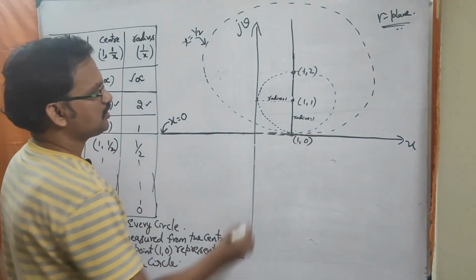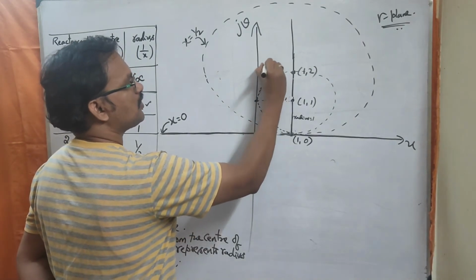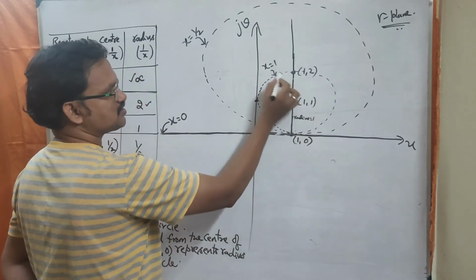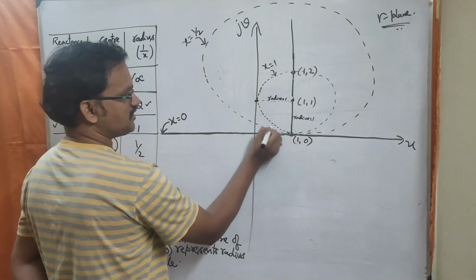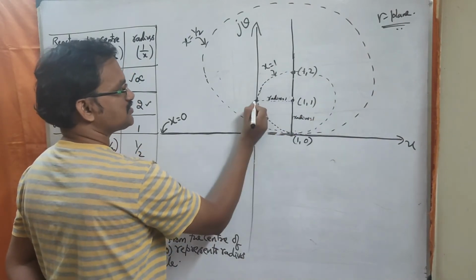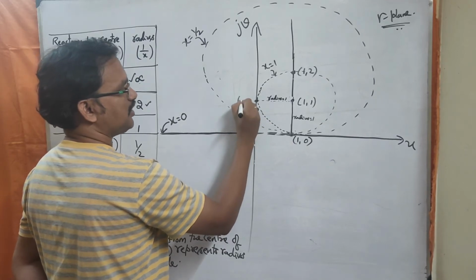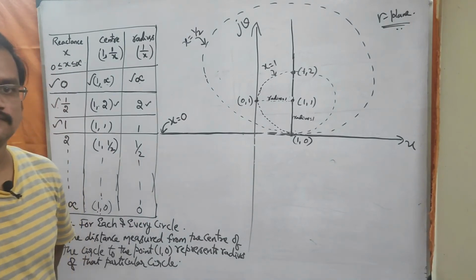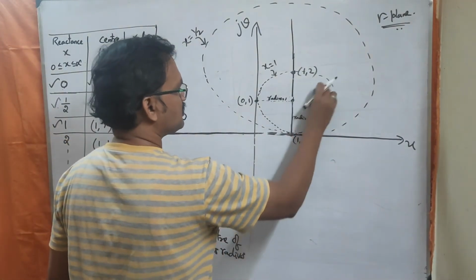Okay, so this circle is the x is equal to 1 circle. So on this circle, the value of reactance is how much here? 1. Understood? So the x is equal to 1 circle is touching the imaginary axis at which point here? At 0 comma 1. Understood? Okay, so this is the x is equal to 1 circle.